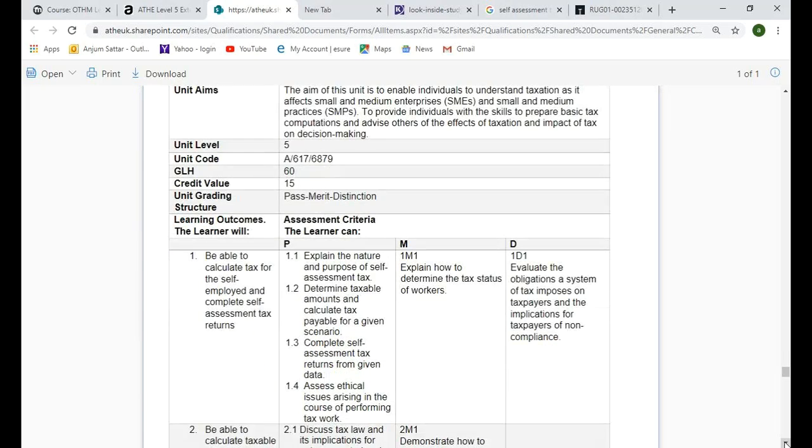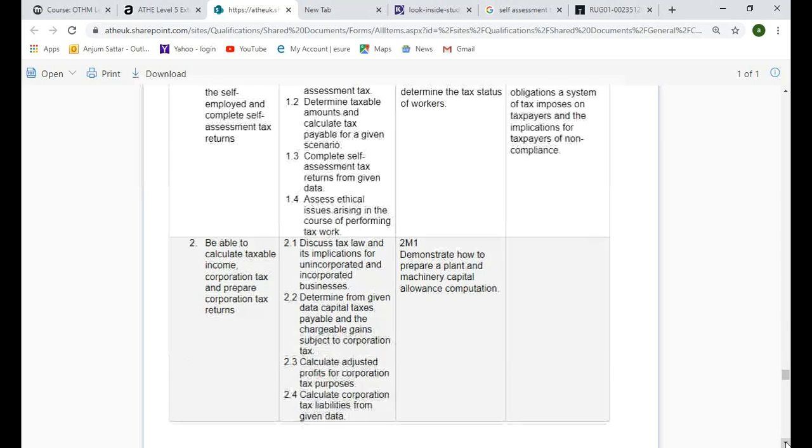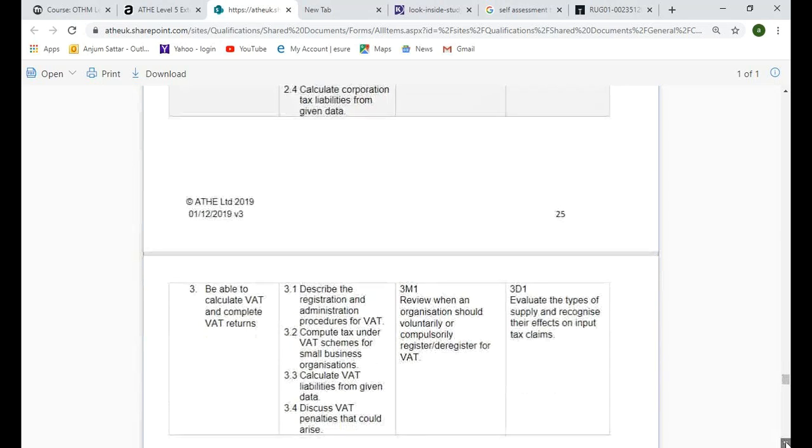So we have LO1, which today's lesson will go through. We have 4 assessment criteria: explain the nature and the purpose of self-assessment tax, determine the taxable amount, and then complete the self-assessment tax return, and we'll go through the issues within the tax as well. As accountants, we're supposed to follow the professional code of ethics. Then we have a learning outcome to be able to calculate the taxable income and corporation tax and prepare the corporation tax return, which we'll go through in the following lesson.